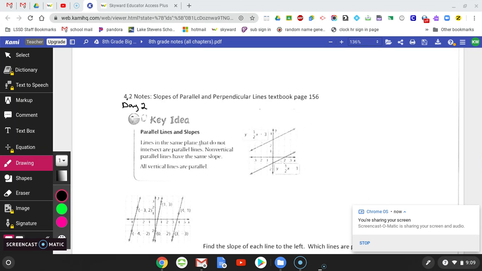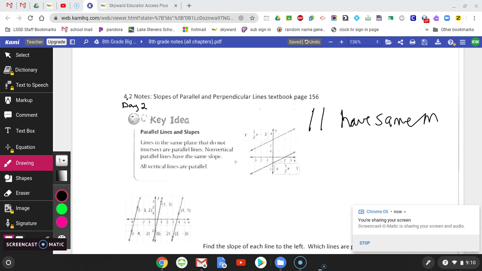It says lines in the same plane that do not intersect are parallel lines. Non-vertical parallel lines always have the same slope. So parallel lines have the same slope. Okay? If I find the slope on this line compared to the other line, they should be the exact same.